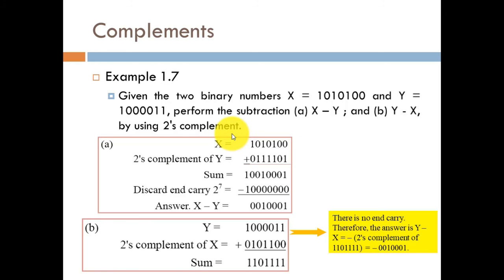In our last slides we took r's complement in the decimal number system, and in this example we need to perform the subtraction with the help of r's complement in the binary number system, that is, with 2's complement. Here X is equal to 1010100, and the 2's complement of Y would have been calculated as 0111101.